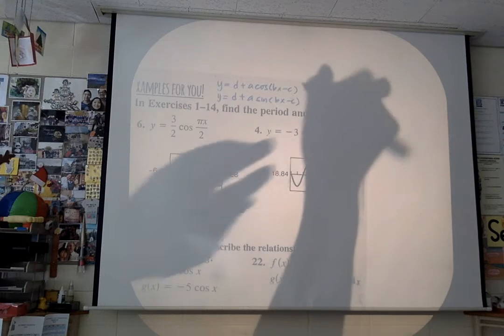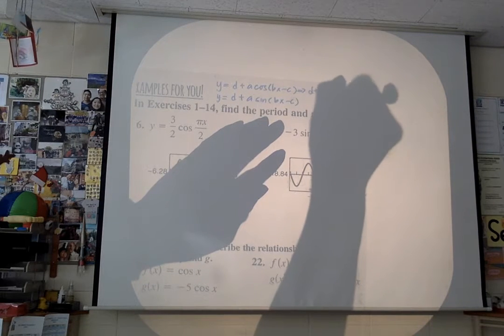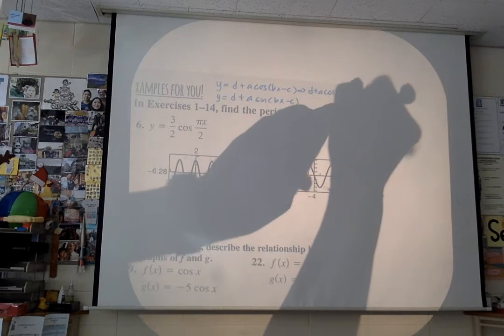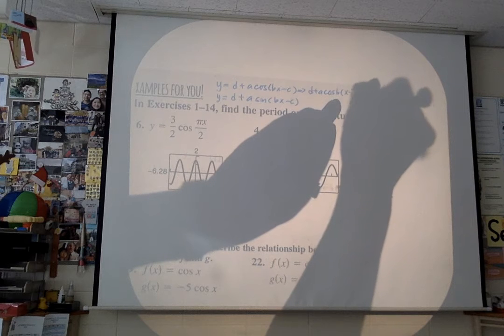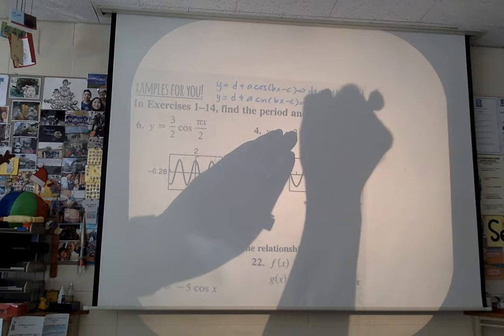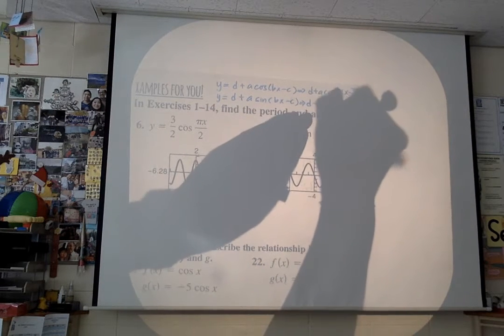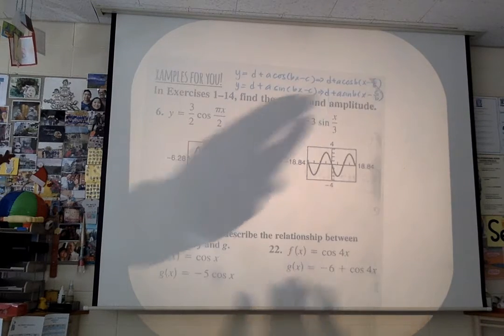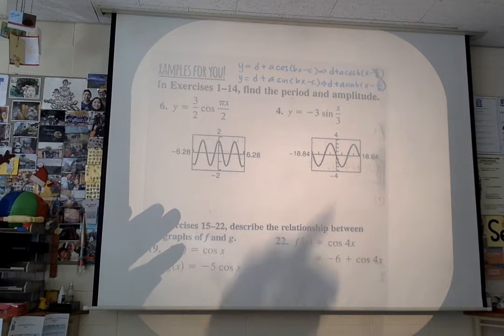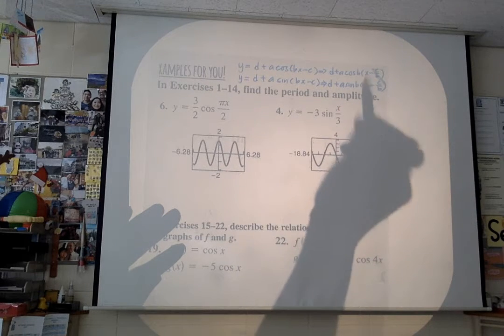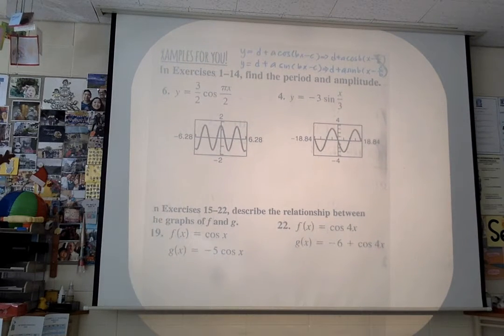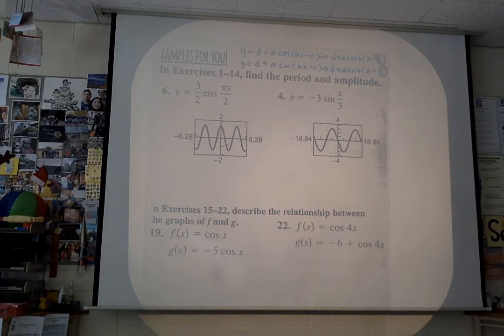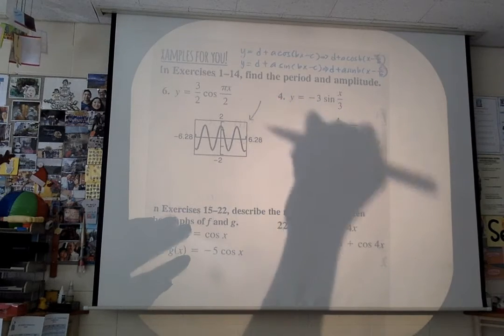All right, but remember, you could also write these as d plus a cosine b times x minus c over b. Same thing with sine: d plus a sine b times x minus c over b. You'll know when to use what, but I most like these because it tells me the phase shift right away, and it gives me the b right away too. All right, so let's go here. The question they want us to answer is, find the period and amplitude. Very easy. And they even give you the graph of them, okay?